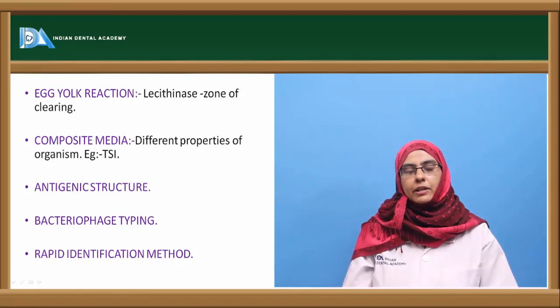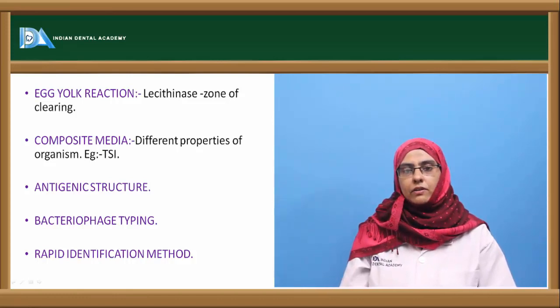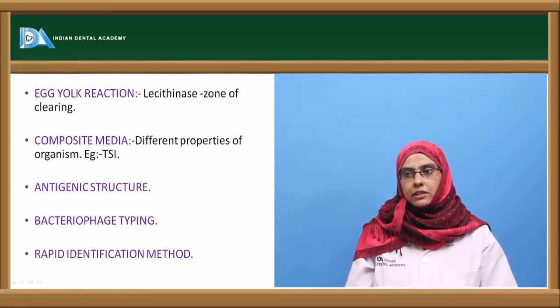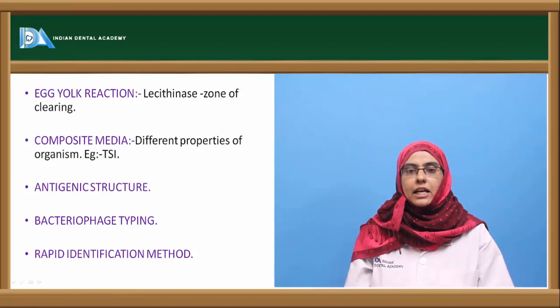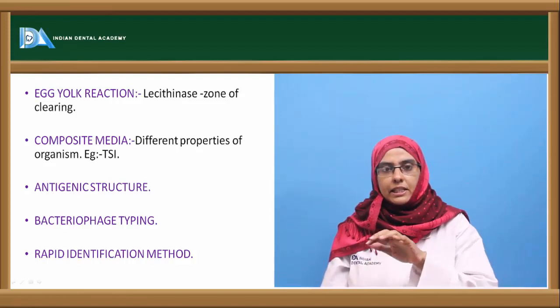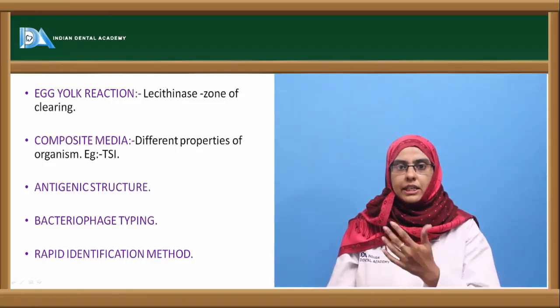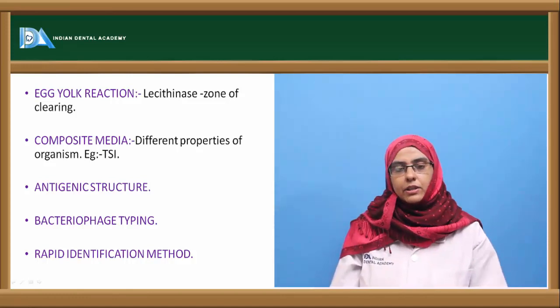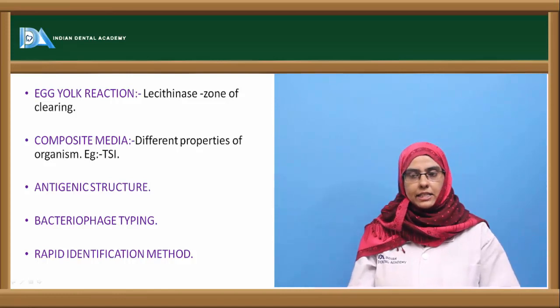The next biochemical test is the inoculation of the organism in egg yolk. Organisms such as Clostridium usually produce an enzyme called lecithinase that helps to develop the colonies, and this can be seen as a zone of clearance. So this is an indicator of the organism producing lecithinase as an enzyme.